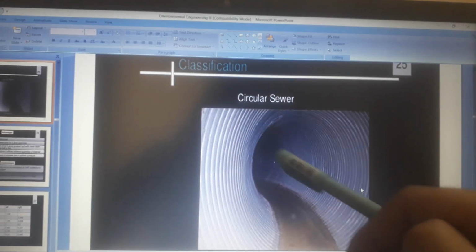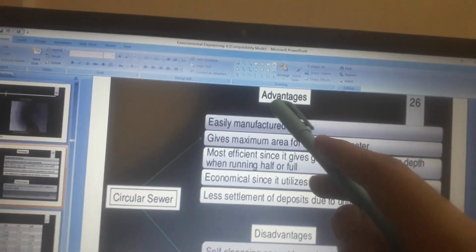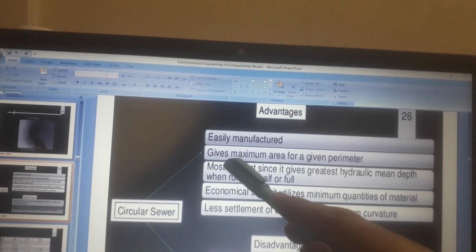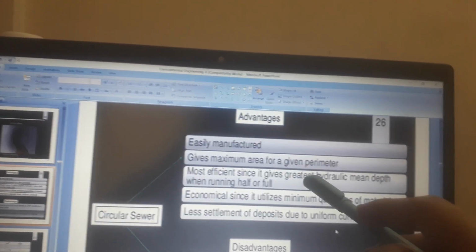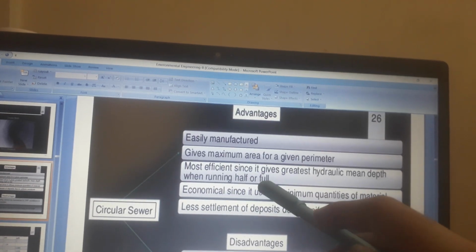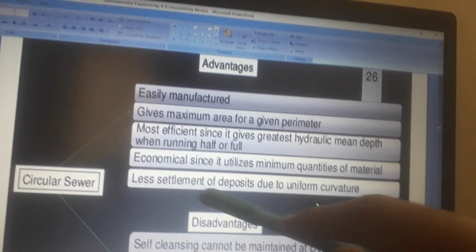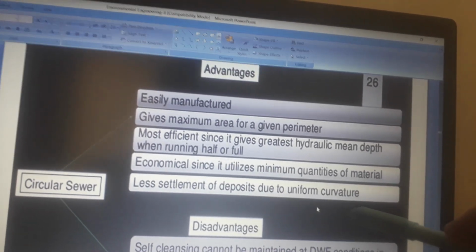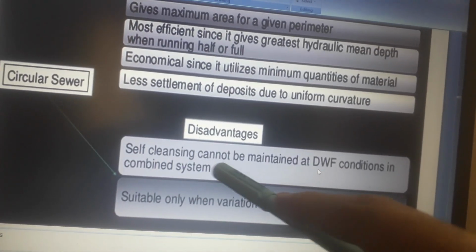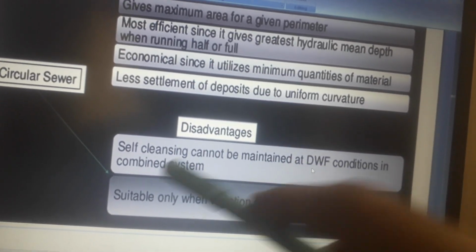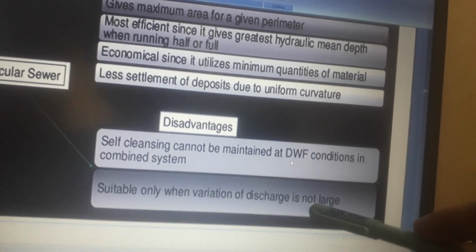Classification: circular sewer. This one is a circular sewer. Advantages: easily manufactured, gives maximum area for a given perimeter, most efficient since it gives the greatest hydraulic mean depth when running half or full, economical since it utilizes minimum quantities of materials, and less settlement of deposits due to uniform curvature. Disadvantages: self-cleansing velocity can't be maintained at DWF conditions in a combined system. Suitable only when variation of discharge is not large.